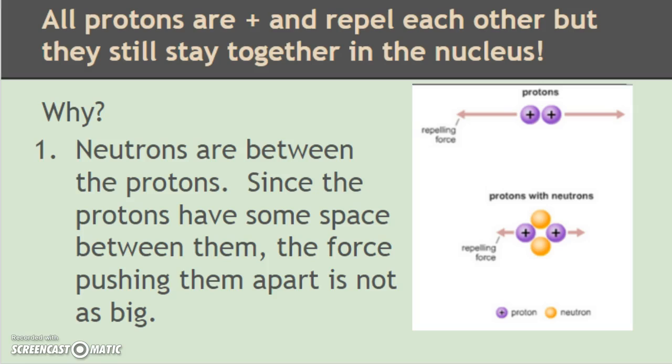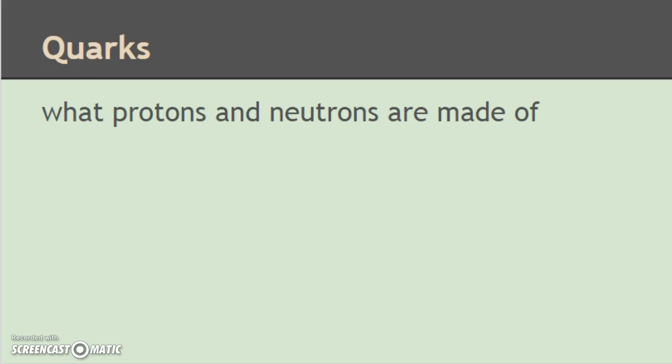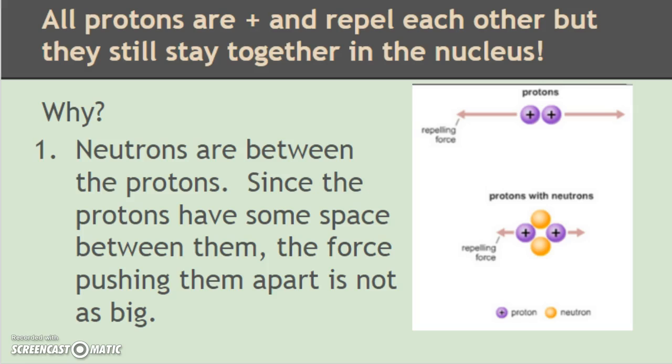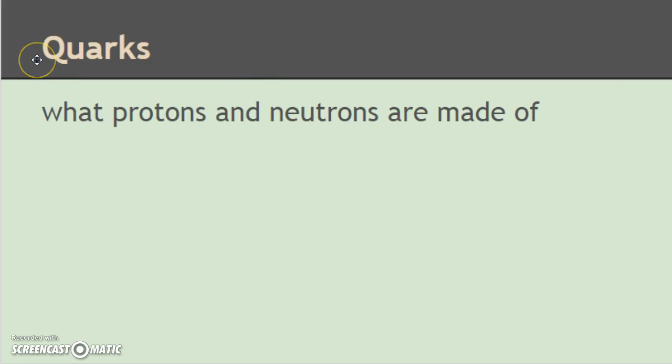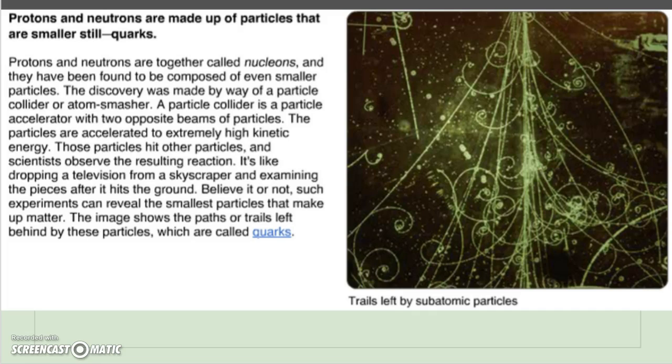The next reason has to do with this word, quarks. Quarks are what protons and neutrons are made of. You need to write this down too. Okay, and then we'll come back and we'll add some more to our reasons down there. So add down this vocabulary word, quarks, what protons and neutrons are made of. Okay, you do not have to write down this next part, but I wanted to show you a little bit about quarks. So protons and neutrons are made of particles that are still smaller, and they're called quarks.